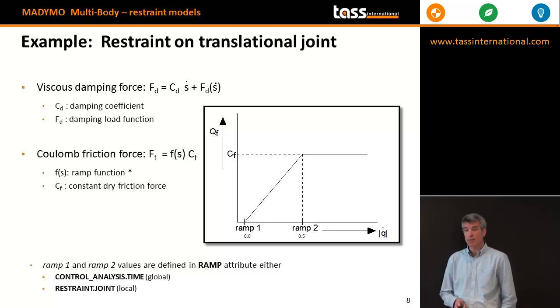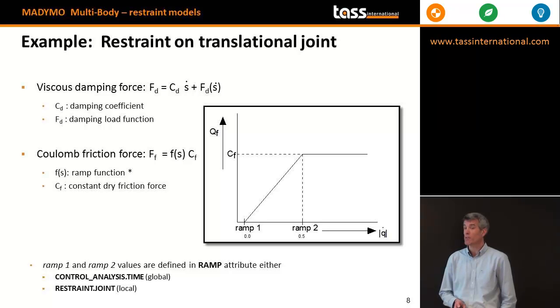Besides the elastic part, you can define damping, viscous damping. That can be split up into 2 parts. One is independent of the velocity, so that's just the damping coefficient. But if you like, you can define also a damping force which is dependent in time, so with respect to the velocity.